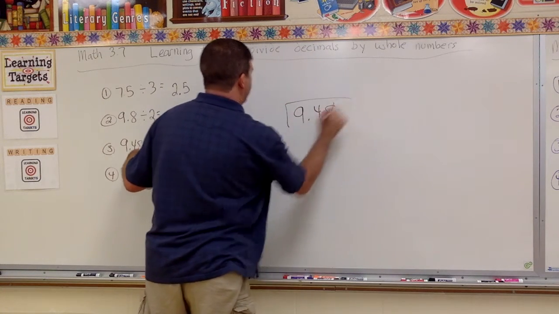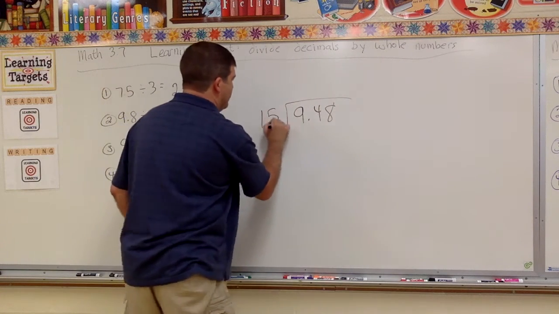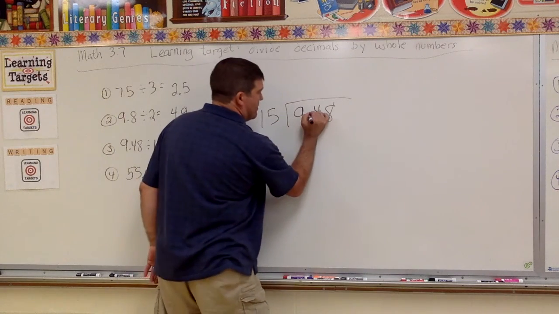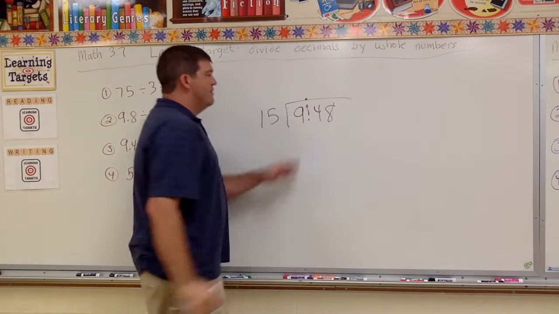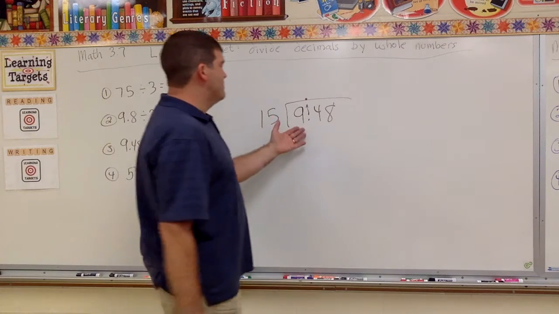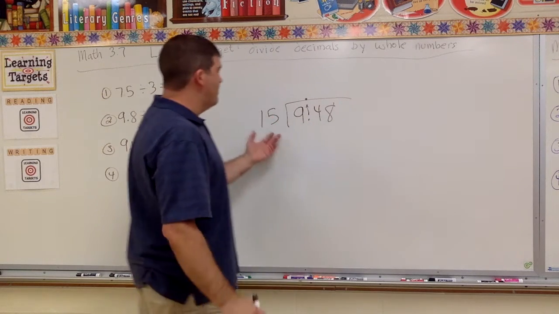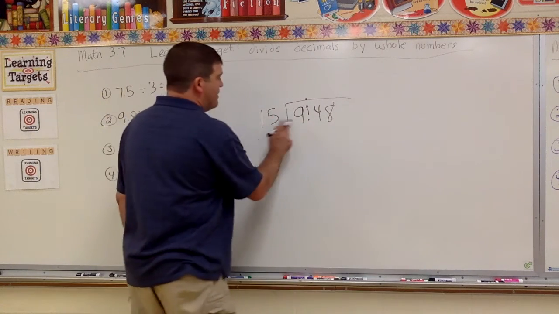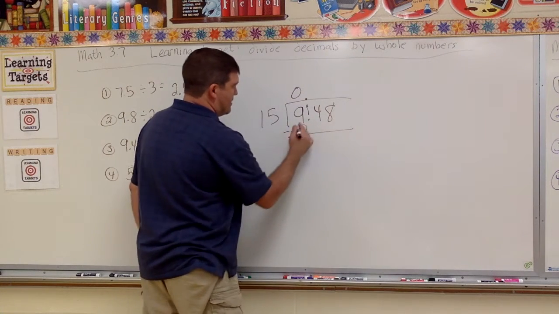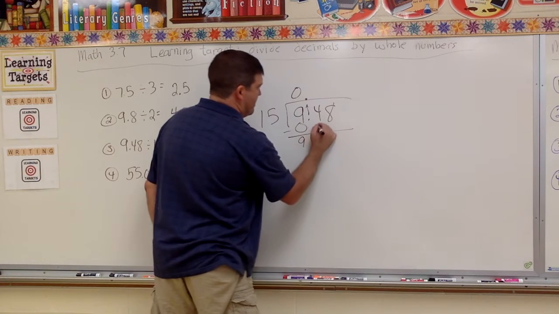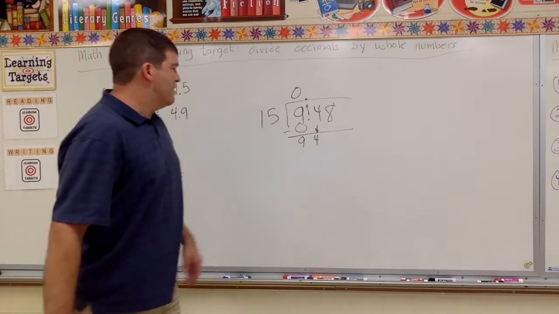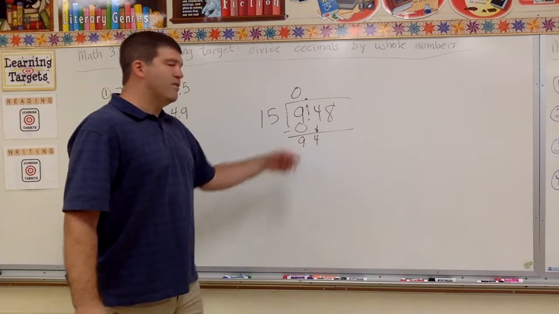9.48 divided by 15. Okay, I got a whole number out here. Great, I have a decimal in here. I see my decimal point. Just take it straight up. Okay. Now, I just look at this as like 948. How many times does 15 go into there? Well, 15 goes into 9 0 times. Subtract it out. That's 9. I bring down my 4. Now, I'm looking at 94. How many times does 15 go into 94?